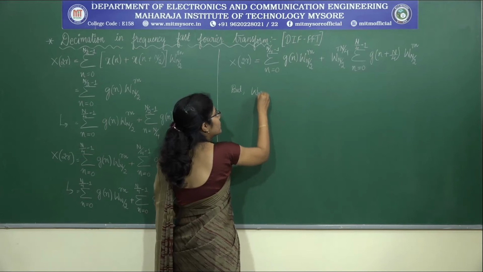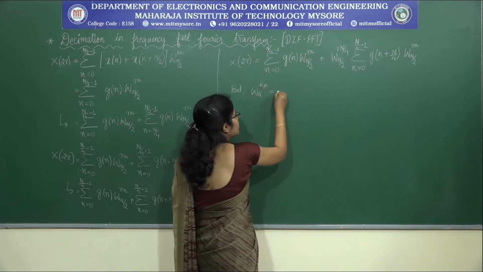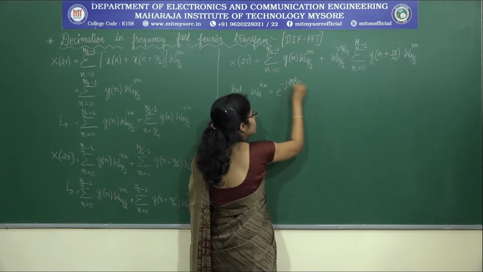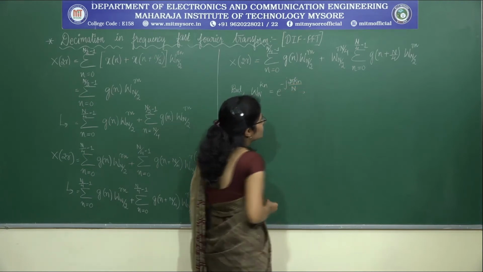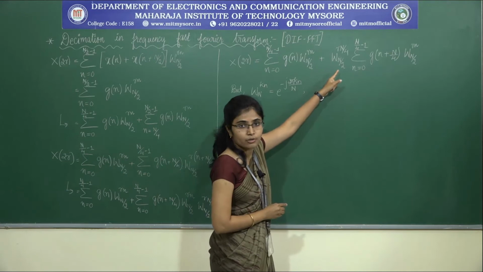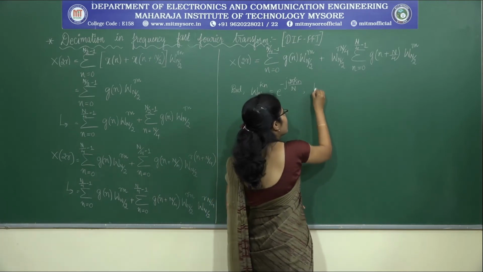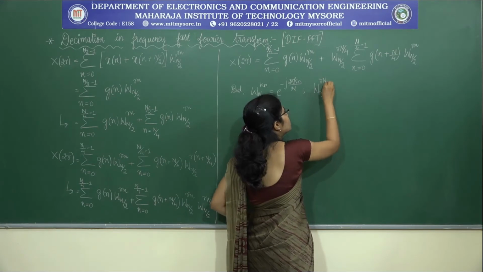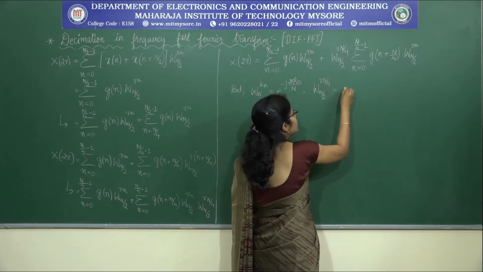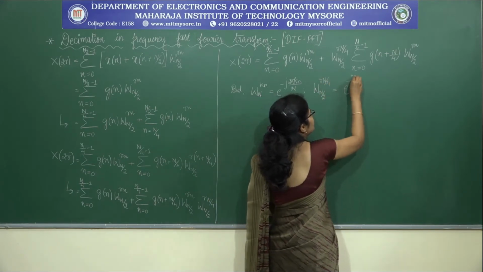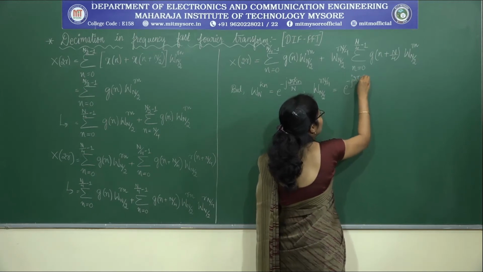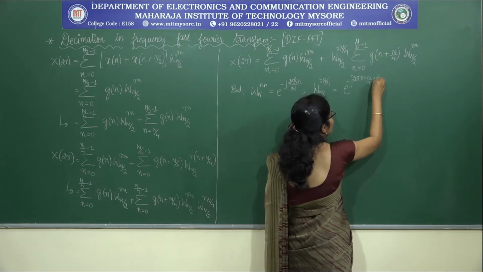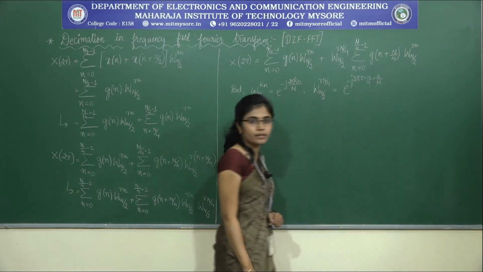But what we know, omega n to the power of kn is nothing but equal to e power minus j 2 pi kn by n, the standard equation. So, which value do I need to find out? I need to find out the value for this, that is omega n by 2 to the power of R into n by 4. This will be equal to e power minus j 2 pi R into n by 4 into 2 by n. Correct?